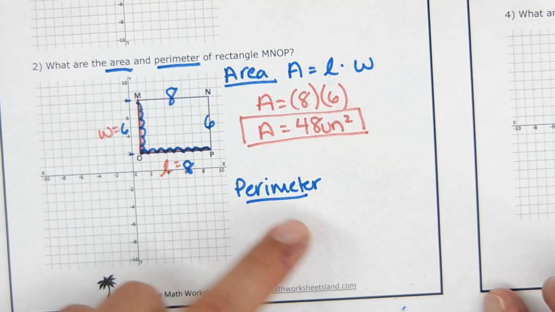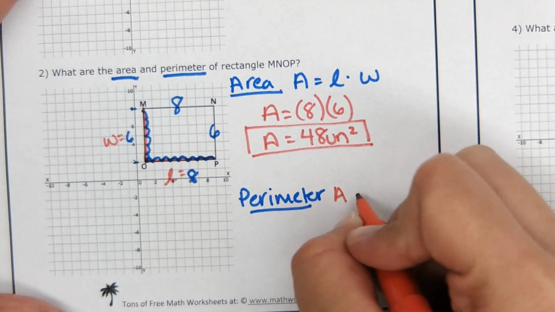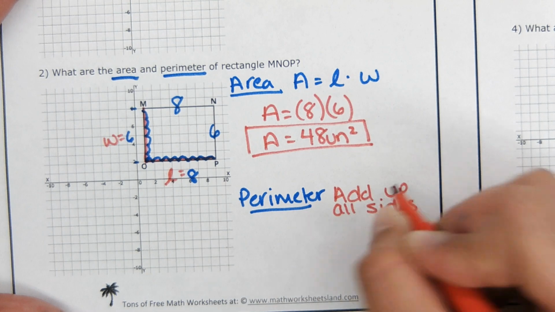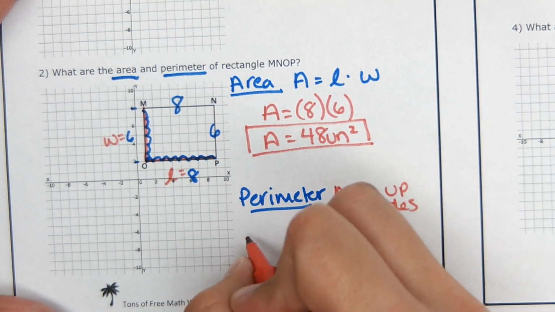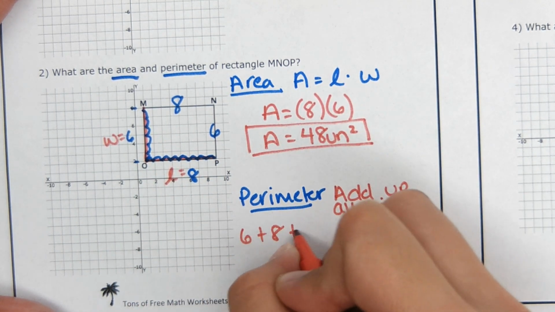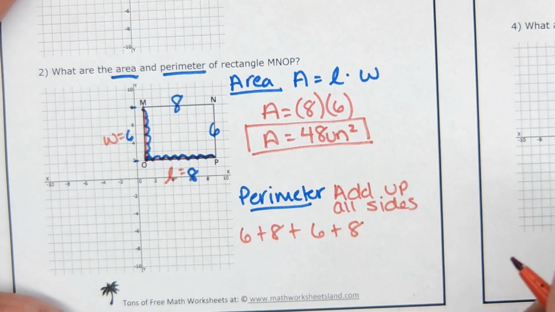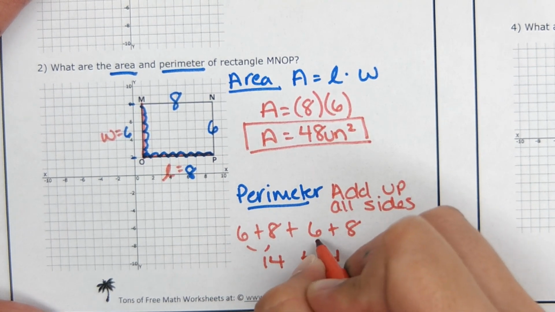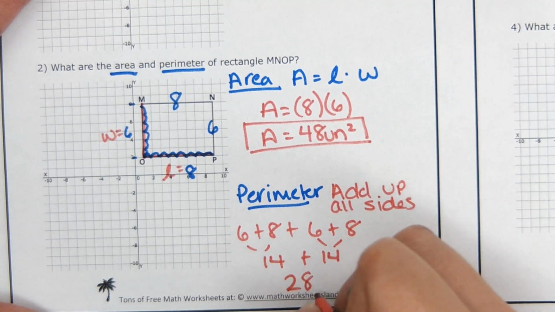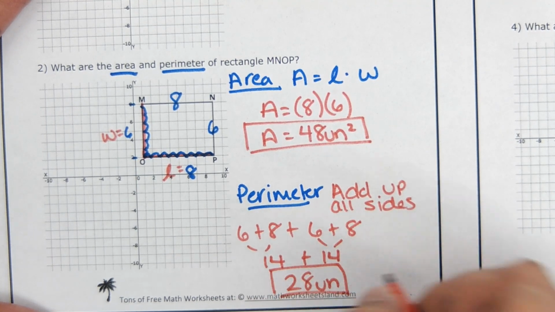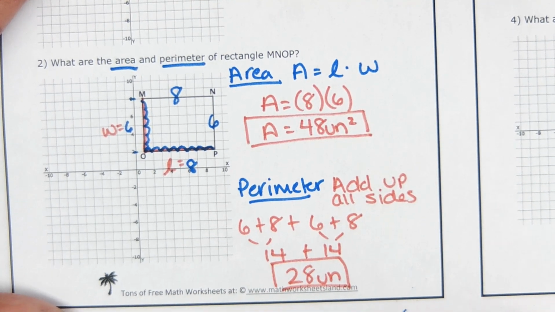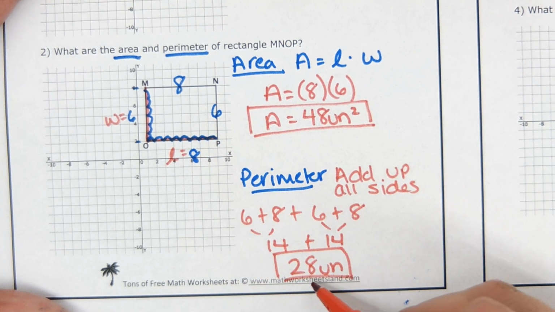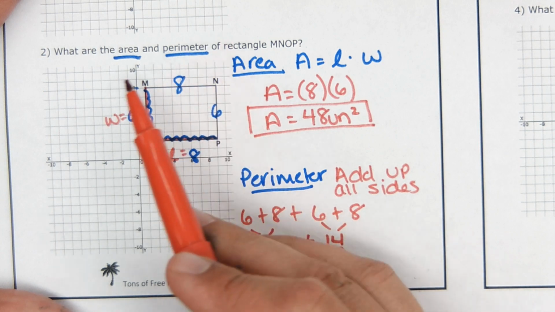And then perimeter, you add up all the sides. Add up all sides to find the length around the shape. So we'll just add 6 plus 8 plus 6 plus 8. This gives me 14 plus 14, and 28 units all the way around. Area is squared because it's square units, and then perimeter is just units because it's just the distance.